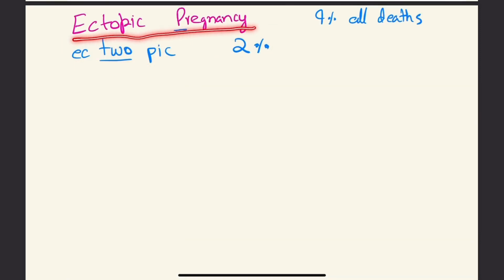Next is ectopic pregnancy. So we have two in the name. So we have 2% of the ectopic pregnancies occurring.